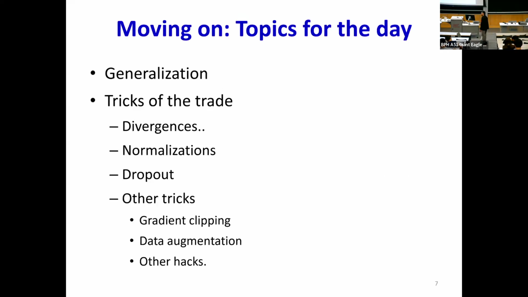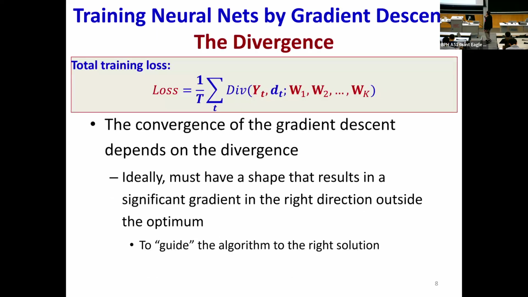So we're going to look at a few more topics to close out this business of training. We're going to look at divergences, normalizations, dropout, and a few other tricks. First, the divergence. Now, here is the loss. The loss is the average divergence over a bunch of training samples. And how well your network converges to its optimum is going to depend very seriously on the nature of the loss function itself.